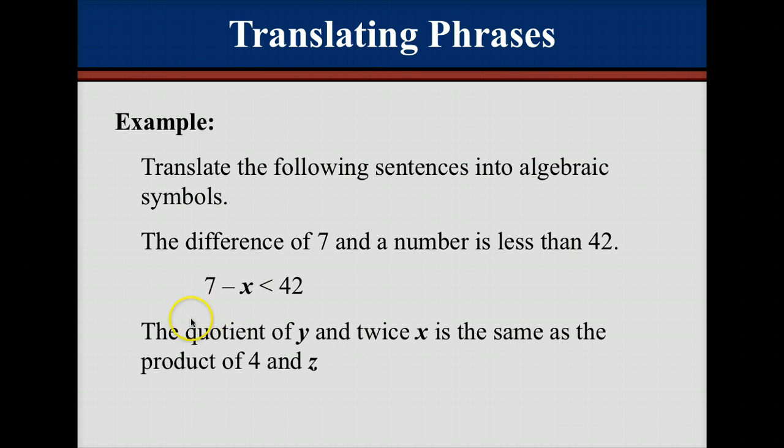Quotient. What operation are we performing? Division, that's correct. The quotient of y and twice x, so we've got a 2x, is the same as, use equality symbols. The product is multiplication, so we're going to multiply 4 and z. So y divided by 2x is the same as 4z. Very good.